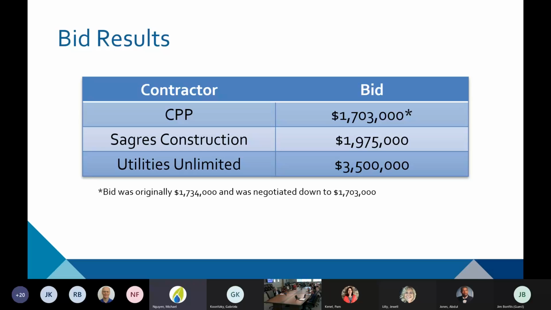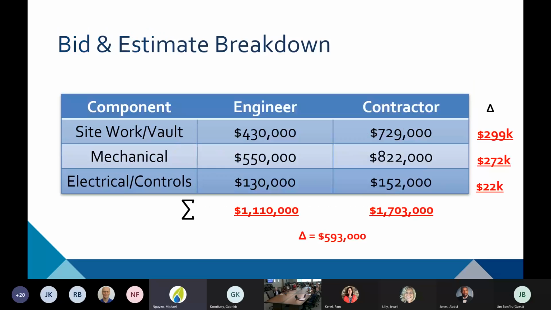So these are the bid results, just as a refresher for you. You can see that CPP and Sagres were pretty close to each other, with Utilities Unlimited being quite a bit higher than the other two. And then this is a breakdown of the engineer's estimate compared to the contractor's estimate.